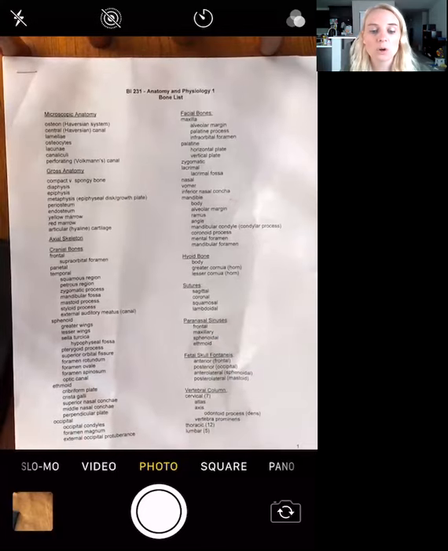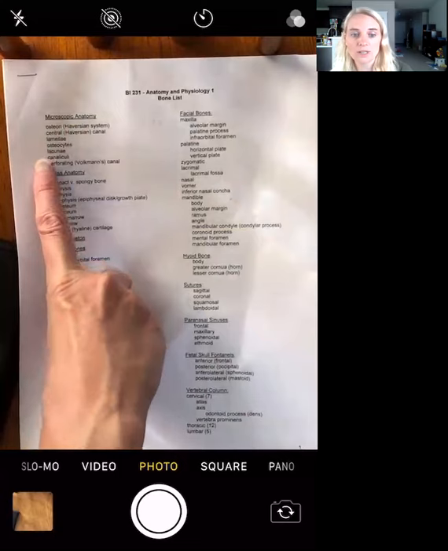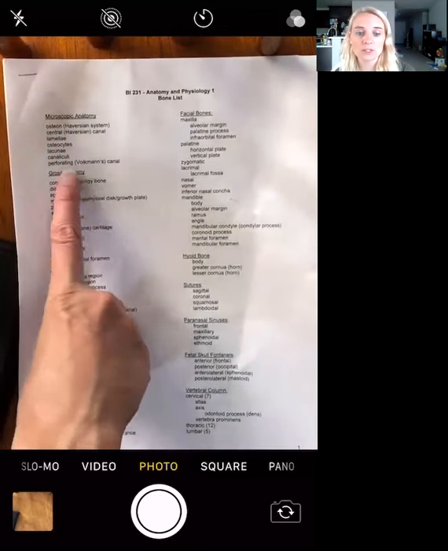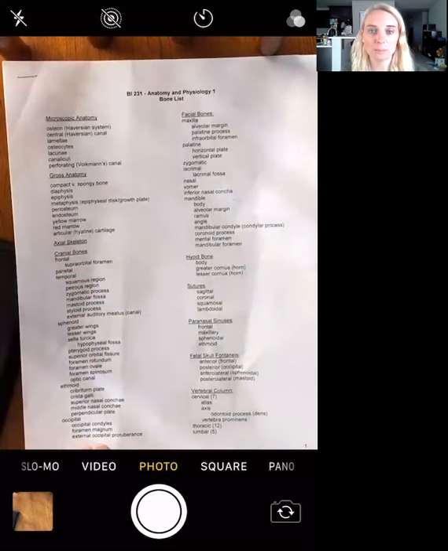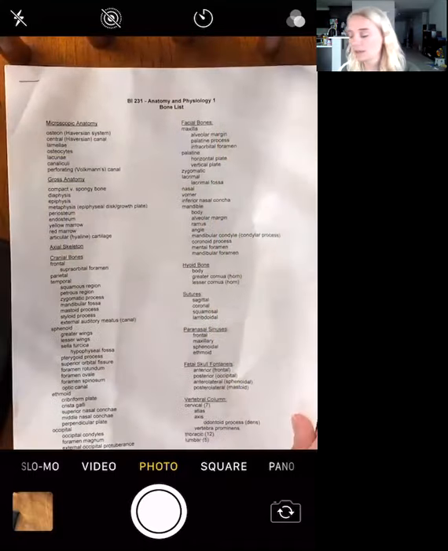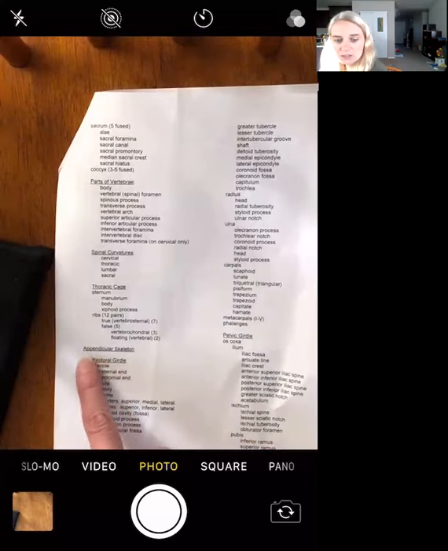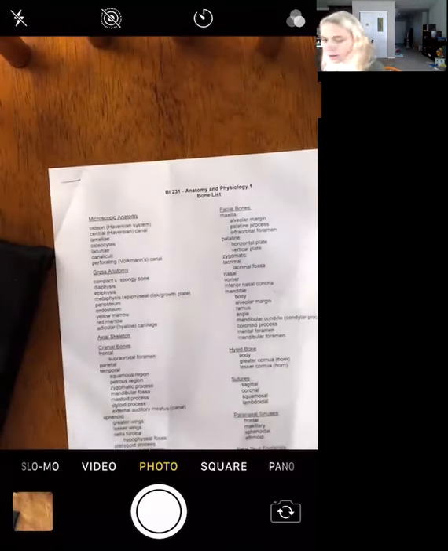So what you'll see is the bone list is broken up into different sections to try to help make it easier to study. So if you'll notice, the first section is microscopic anatomy, and then there's a section on gross anatomy, and then we start really getting into the skeleton, the bone names, bone markings. So you'll see it's first broken up into the axial skeleton, and then we do that for a page or so. And then we get into the appendicular skeleton, and then that goes into a little bit on the 3rd page. So that's how we are going to break it up.